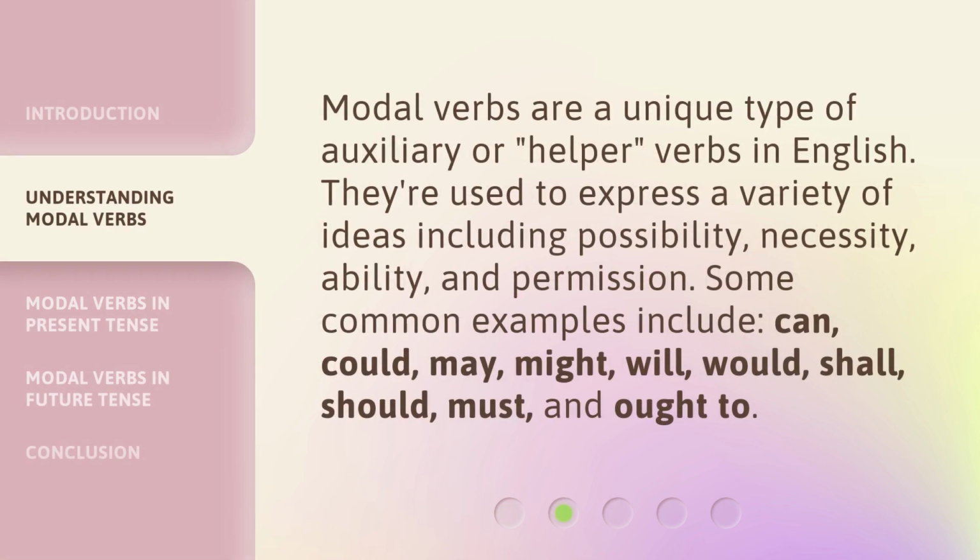Modal verbs are a unique type of auxiliary or helper verbs in English. They're used to express a variety of ideas including possibility, necessity, ability, and permission. Some common examples include can, could, may, might, will, would, shall, should, must, and ought to.